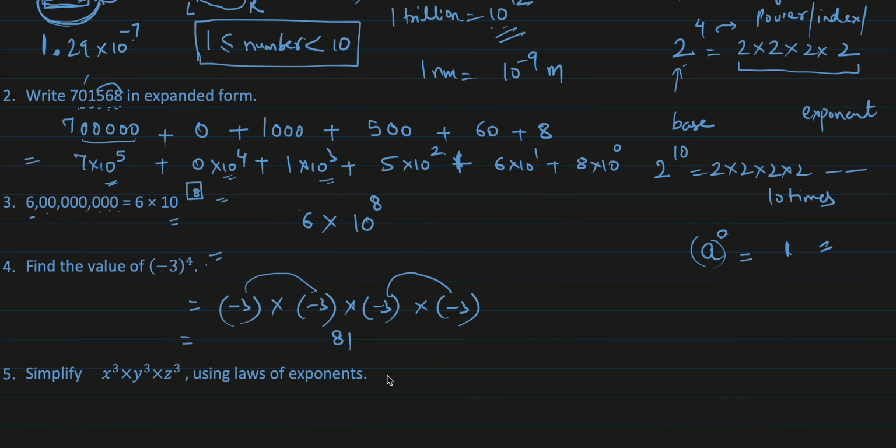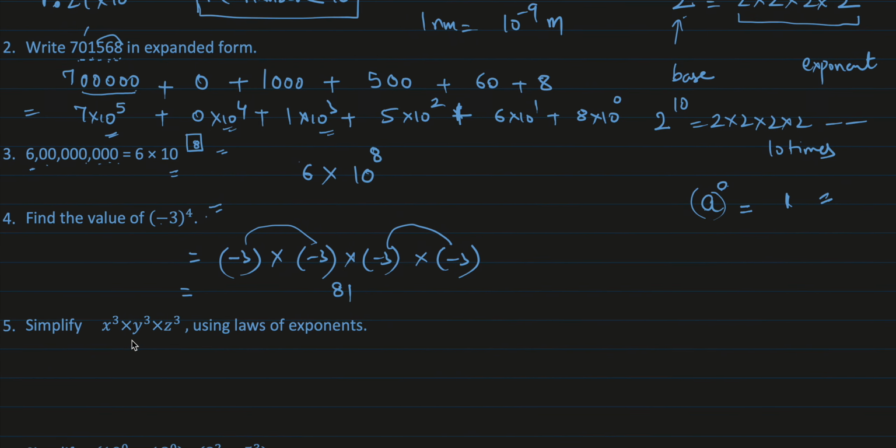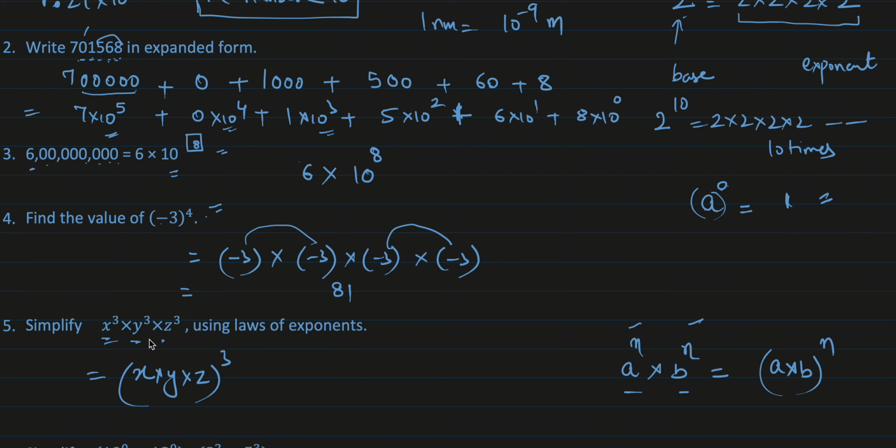Now let's use the law here in the fifth question. Simplify this using the law. Which law will be used over here? Here the bases are different but we see the power is common. So we will use this law, a raised to the power n into b raised to the power n. So we get a into b, and we take the power common because the power is common in these two different bases and it's multiplication. So we'll write x into y into z to the power 3, because all these bases have the same power. So it will become xyz to the power 3.